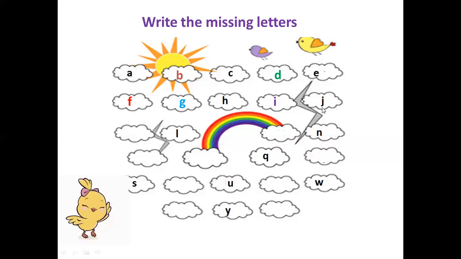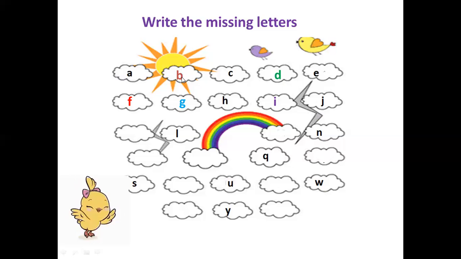This is the small letter J. Now we have filled the first two rows of our lowercase alphabet. Let's revise it from the start.